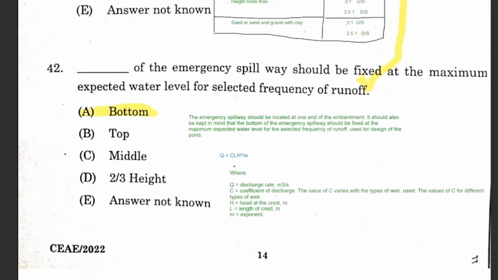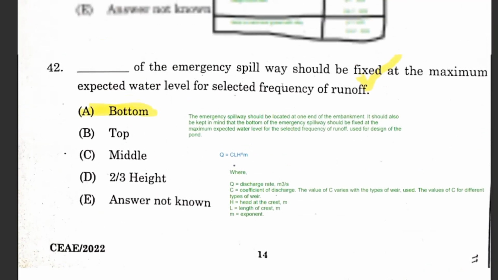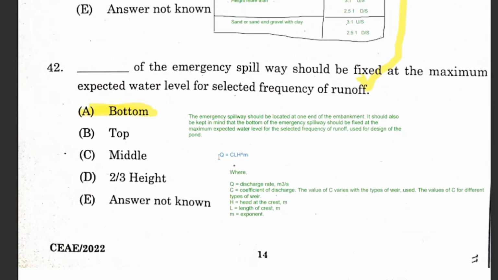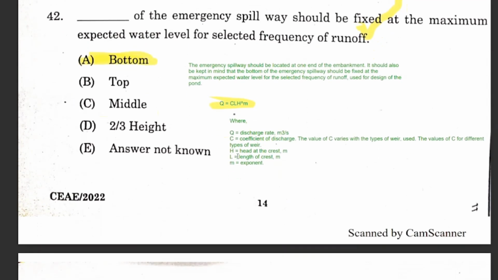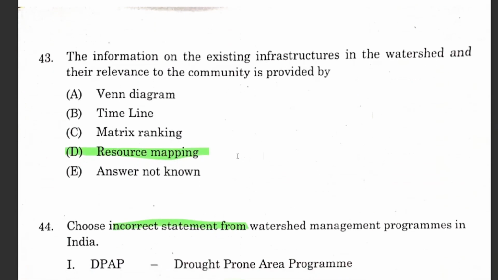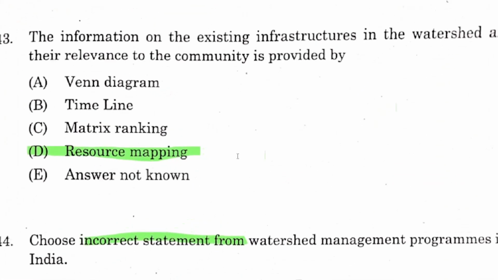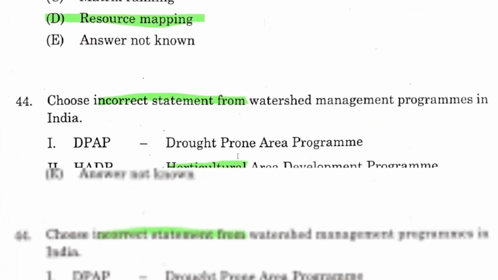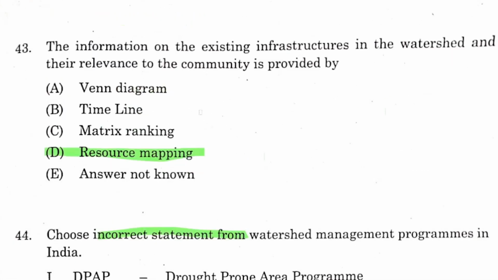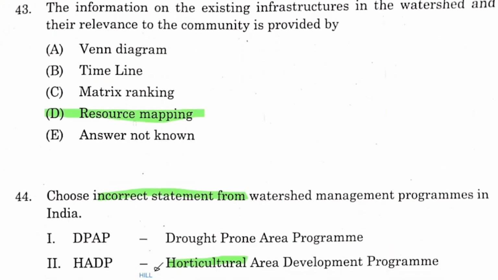So next one is question number 42. Dash of the emergency spillways should be fixed at a maximum expected water level for selected frequency of runoff. So that is for bottom. Option number A is correct. Here its explanation was mentioned. You can read this information. Next question is 43. The information on the existing infrastructure in the watershed and their relevance to the community is provided by. So that is resource mapping.